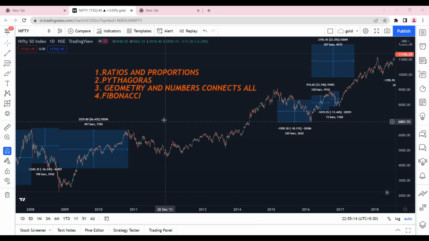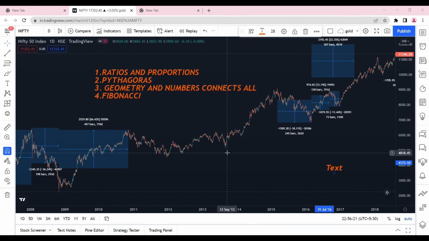So here are the few things which I have mentioned: ratios and proportions, Pythagoras theorem, geometry and numbers, how it connects all, and finally the Fibonacci. In this which I'm about to show you, some will give you exact accuracy, exact high or exact low of the future market. Some have an error of, let's say, 1 or 2 days.